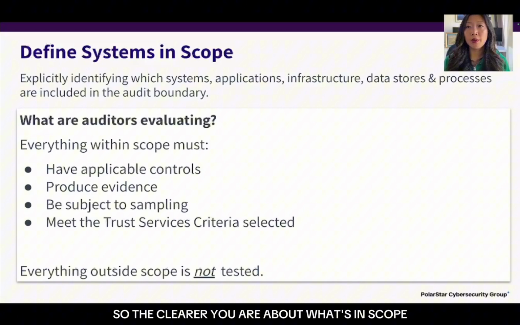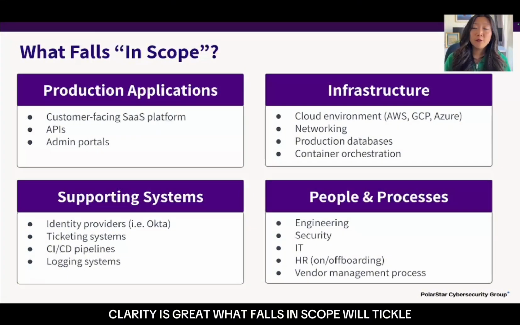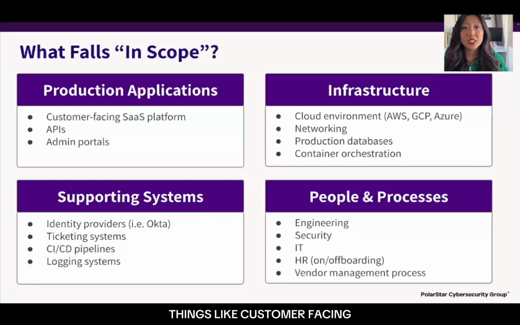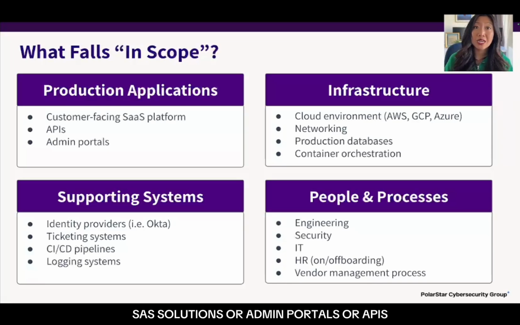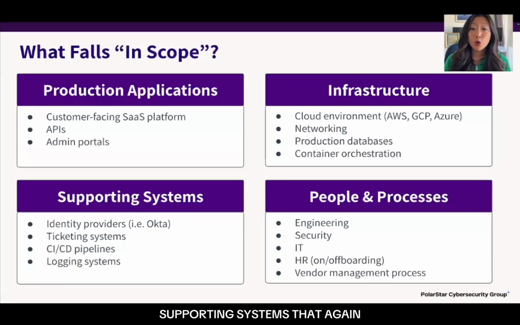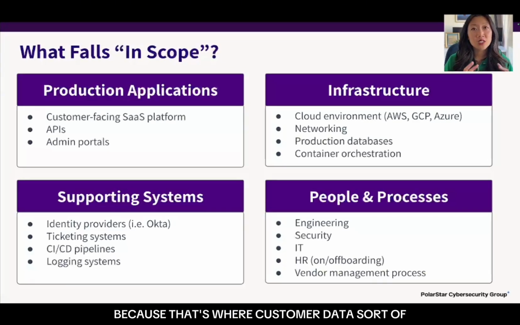So the clearer you are about what's in scope, your internal organization will know much better what to do, and your auditors will as well. So it's just clear instruction. Clarity is great. What falls in scope will typically be the following things. Production applications, things like customer-facing SaaS solutions or admin portals or APIs, if that's what you're in the business of doing. Infrastructure, so all the infrastructure typically supporting that production application. Supporting systems that, again, support that production application because that's where customer data sits and is processed.